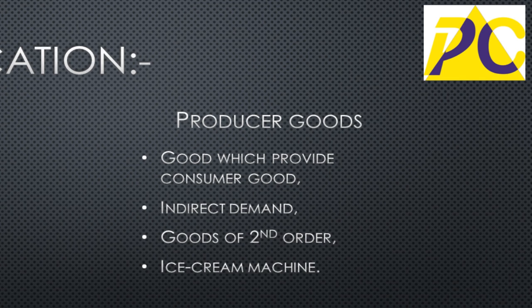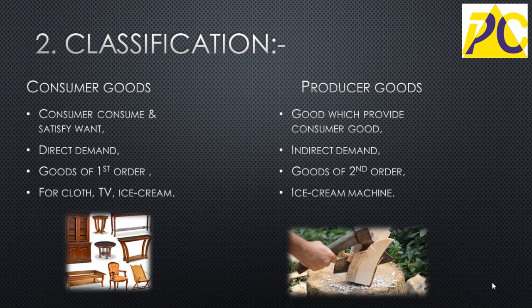Whereas producer goods, which produce the consumer goods, are indirect demand and are goods of second order. Ice cream is a consumer good. An ice cream machine is a producer good. Furniture is a consumer good. What makes furniture is a producer good.